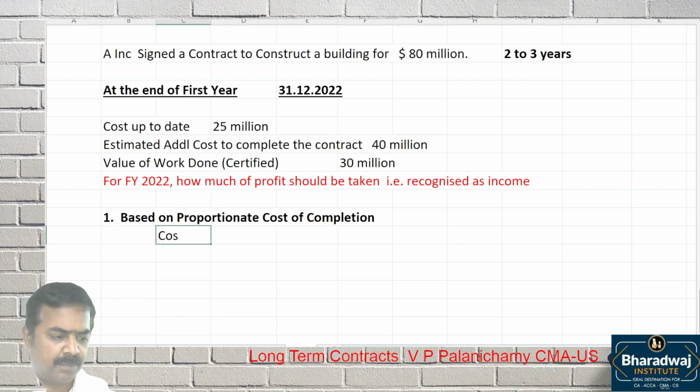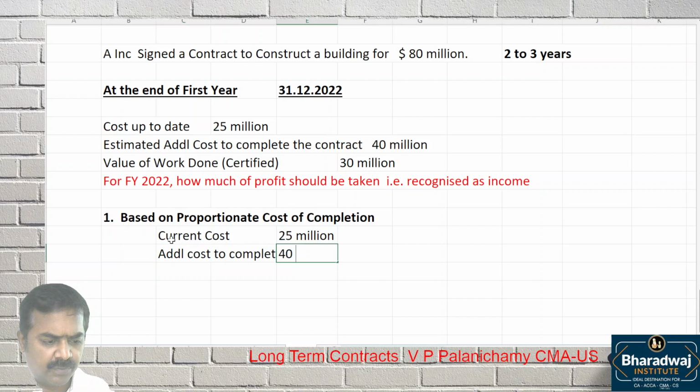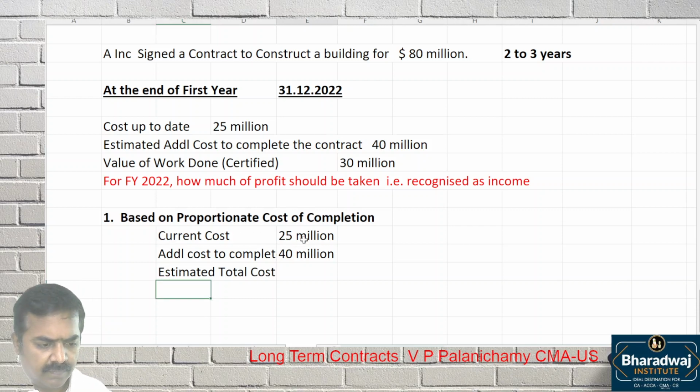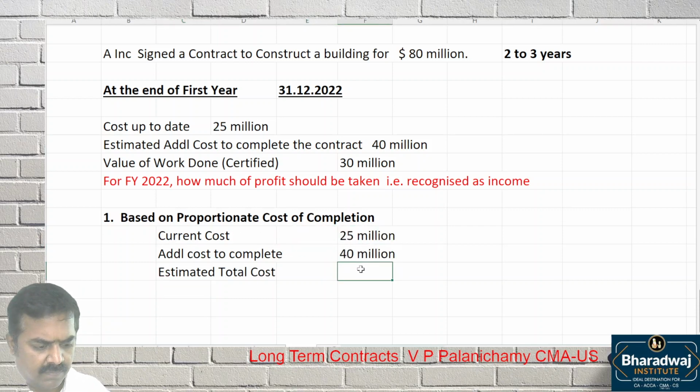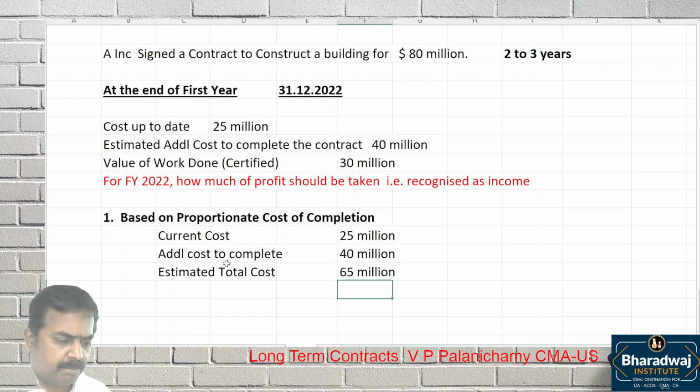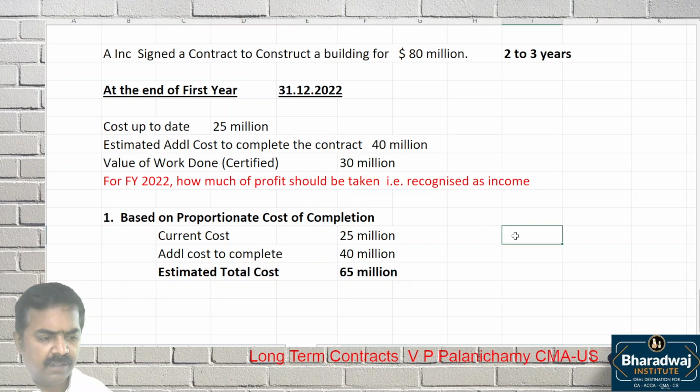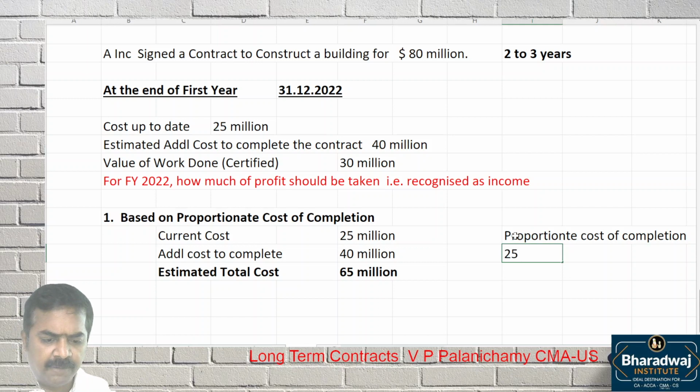What is the cost spent up to date? Or current, we call it as current cost. What is the current cost incurred? 25 million. What is the additional cost to complete? We have to spend about 40 million. So what is the estimated total cost? 65 million. Now simple, what is the proportionate cost? Simple, we spent 25 million out of what is the total? 65 million cost.